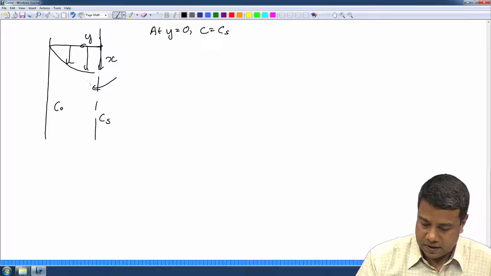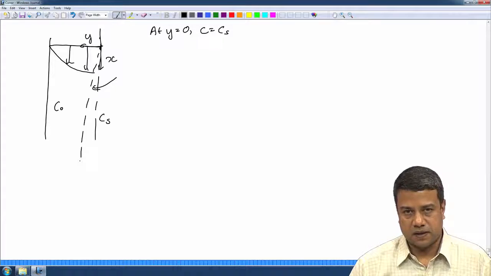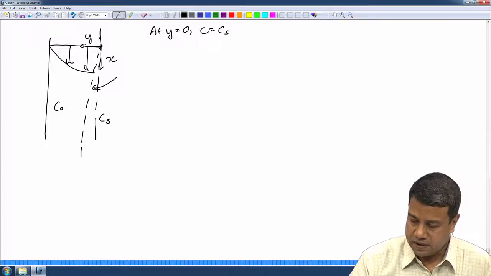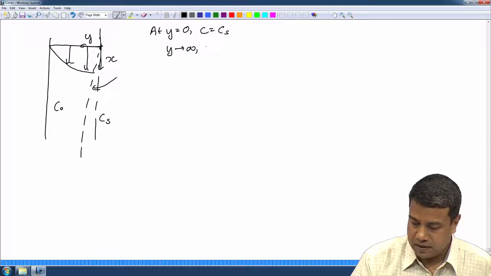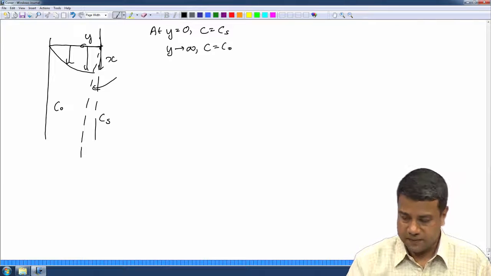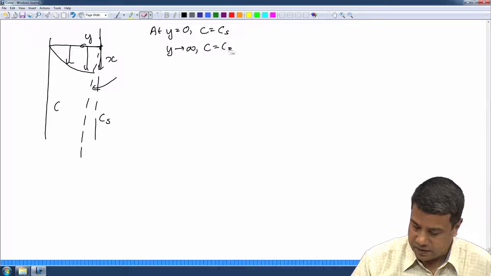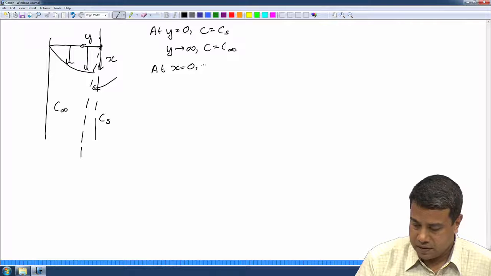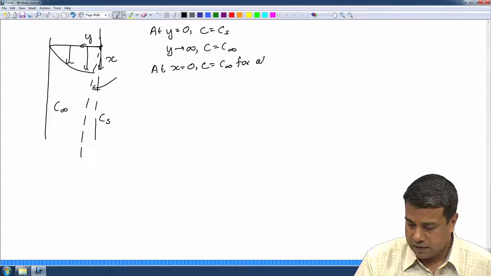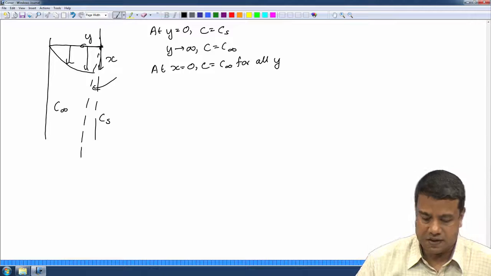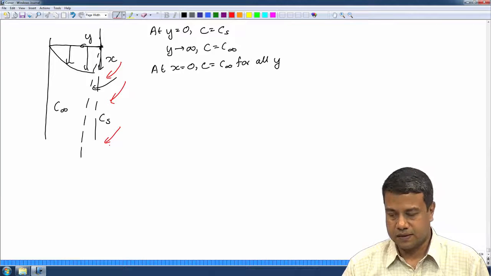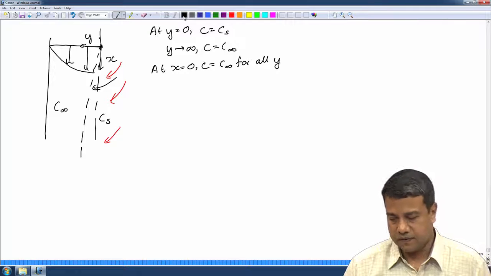Okay. If I consider that the boundary layer thickness is much smaller than the thickness of the fluid film, then I can say that as y goes to infinity, C is equal to the undisturbed concentration. Let me call that as C infinity, just to avoid confusion. Okay. And at x is equal to 0, C is equal to C infinity for all y. So, at this point is where the contact starts between the gas and the liquid. At that point, C is equal to C infinity for all y.